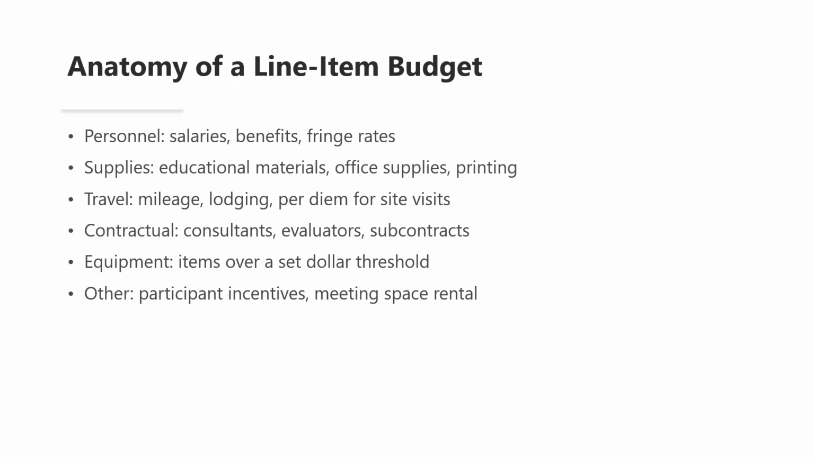So here is what I want you to take away from this. A line item budget is organized by expense type, and you should be comfortable identifying which category a given cost belongs in. You are doing great work learning this material.